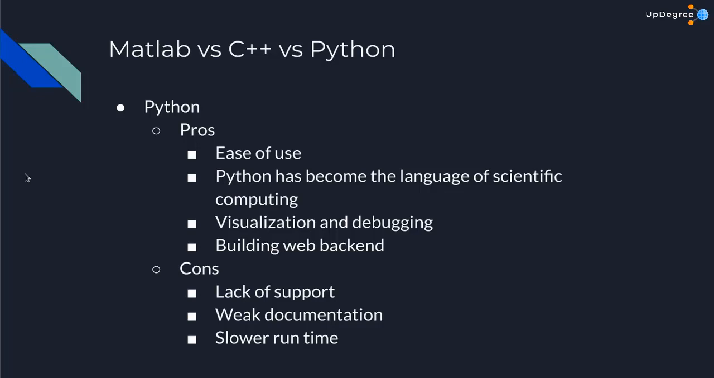The number one con is the weak documentation. As we mentioned before, OpenCV for C++ documentation is not very good, but the Python documentation is even worse. A novice user is left guessing how to use certain functions.